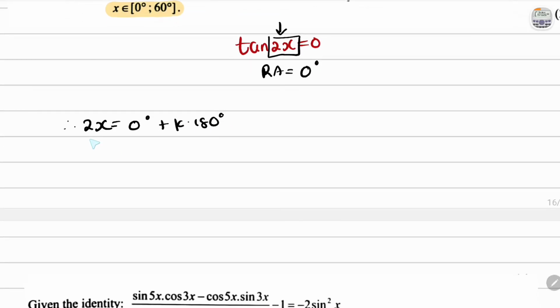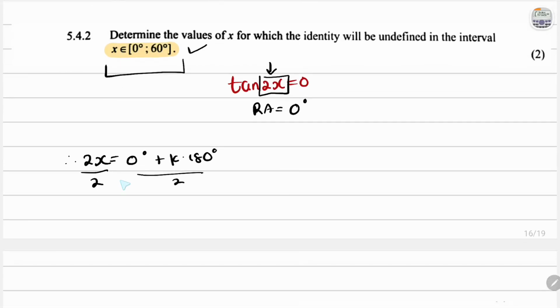And as you can see, once you divide both sides by 2 to solve for x, we get x equal to 0 divided by 2, which is 0 degrees. And then 180 divided by 2 is 90. So that is k times 90 degrees.